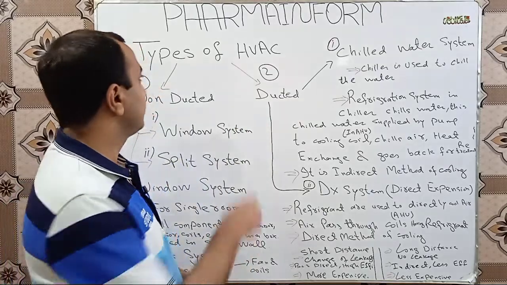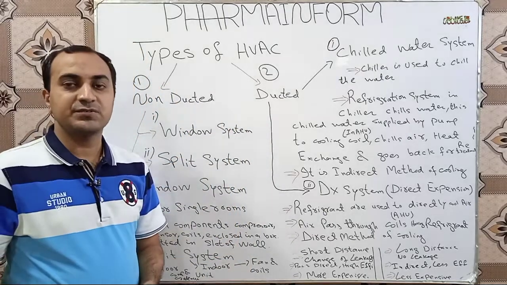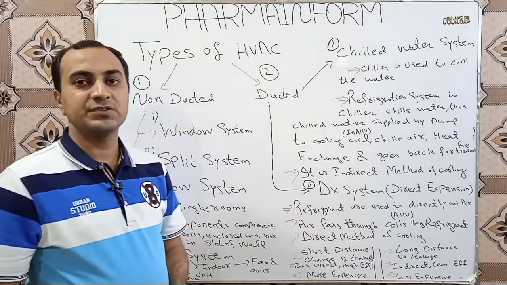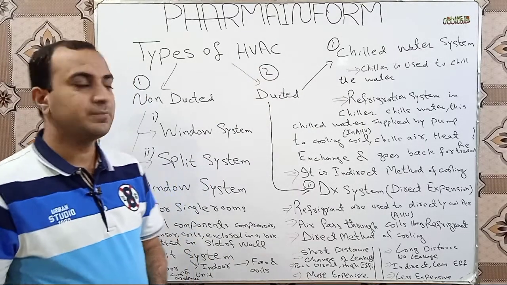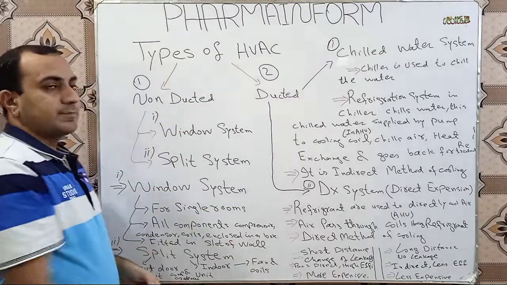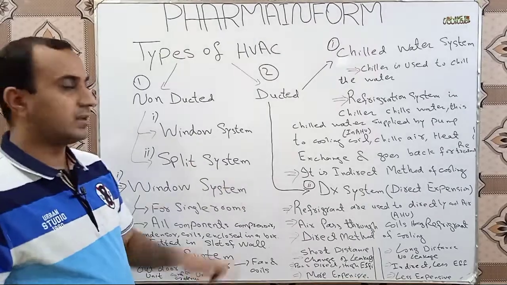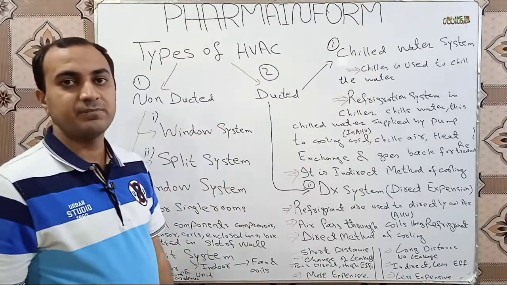So let's start. Types of HVAC. As you know, HVAC is heating, ventilation and air conditioning system. So there are two types of HVAC. One is non-ducted and the other one is ducted.